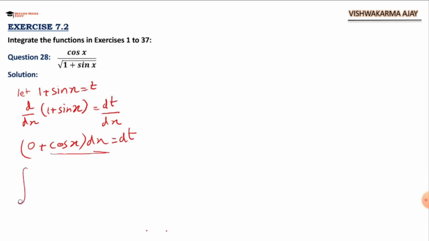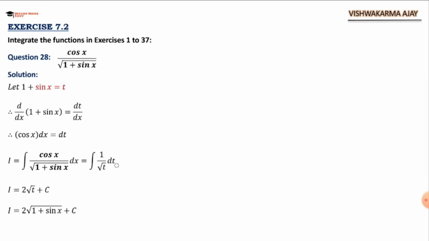So we have dt upon root of t. Integration of 1 upon root t is 2 root t. If you remember the yesterday's lecture, I just derived this value. Now resubstituting the value of t, that was 1 plus sin x. So final integral is equal to 2 times of under root 1 plus sin x plus c.